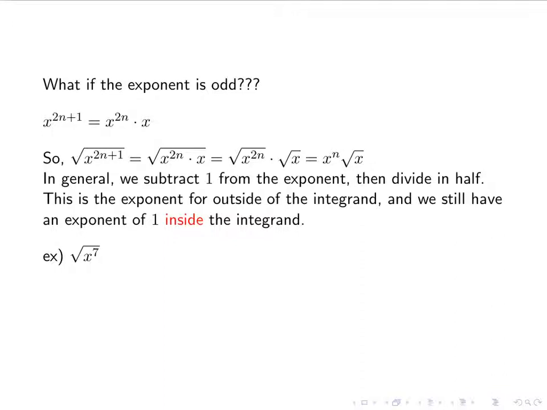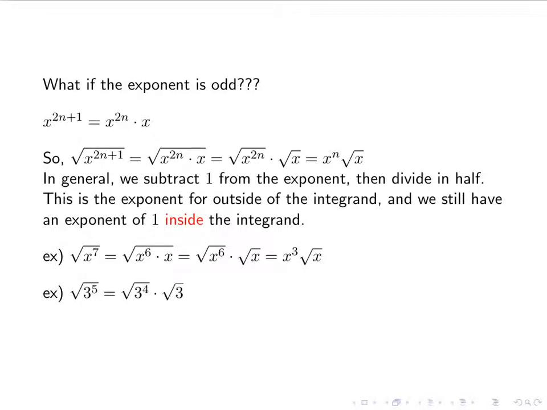So as an example, the square root of x to the 7th. I can rewrite that as the square root of x to the 6th times x, separate it across the square root symbol, and then simplify. So the square root of x to the 6th becomes x cubed, and I still have the square root of x.